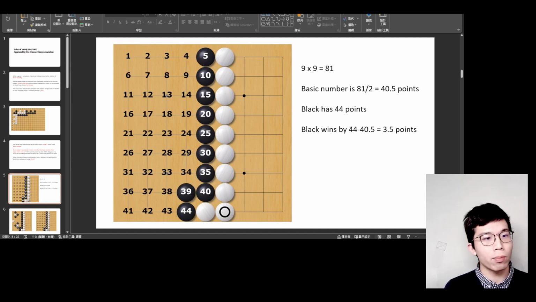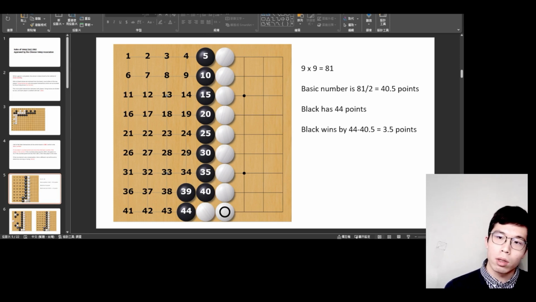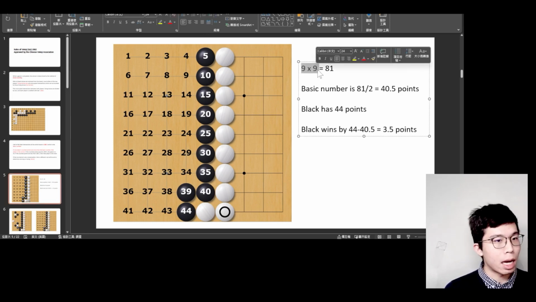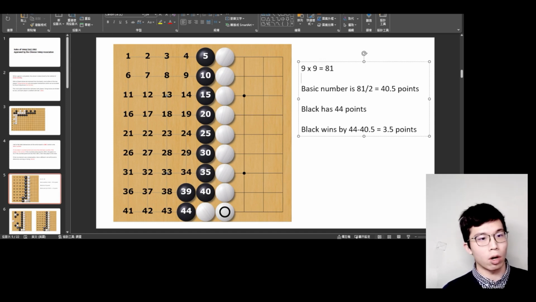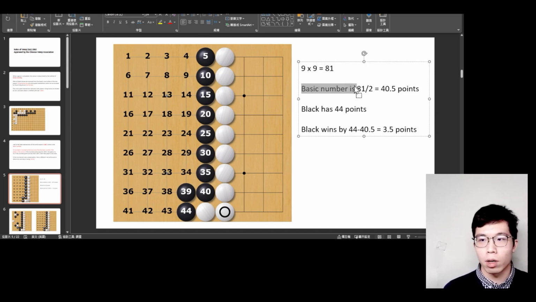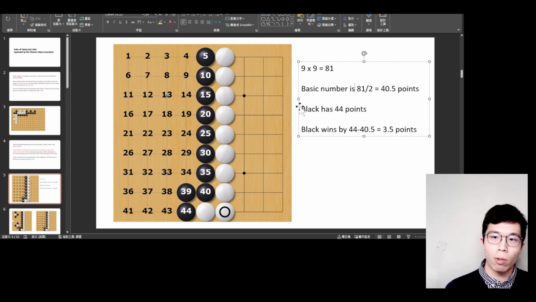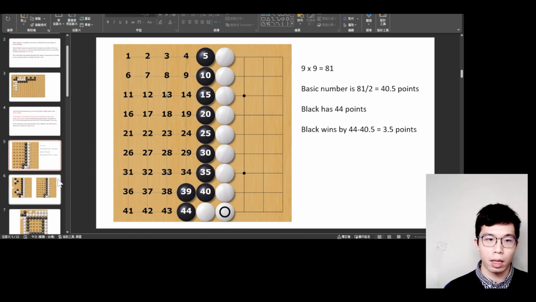Let's see how many points black won. The board is a 9 times 9 board. That means there are 81 points on the board. The basic number will be half, which is 40.5 points. When black has 44 points, black wins by 44 minus 40.5, that means 3.5 points. Right?